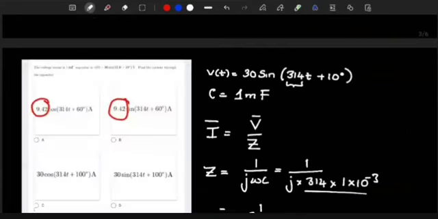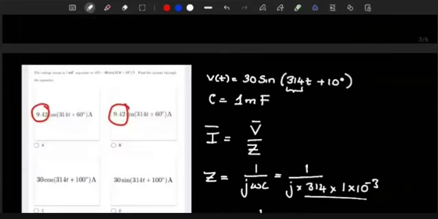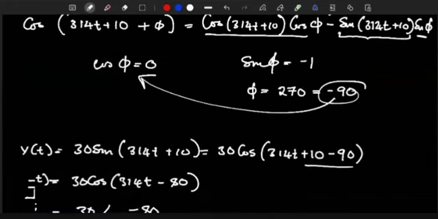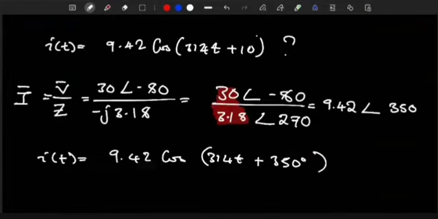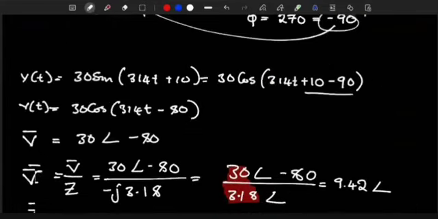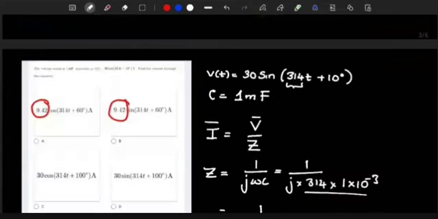So when we look at our options, since our peak has to be 9.42, none of the options have that 10 degrees or the 350 angle that we want. So what do we do here?